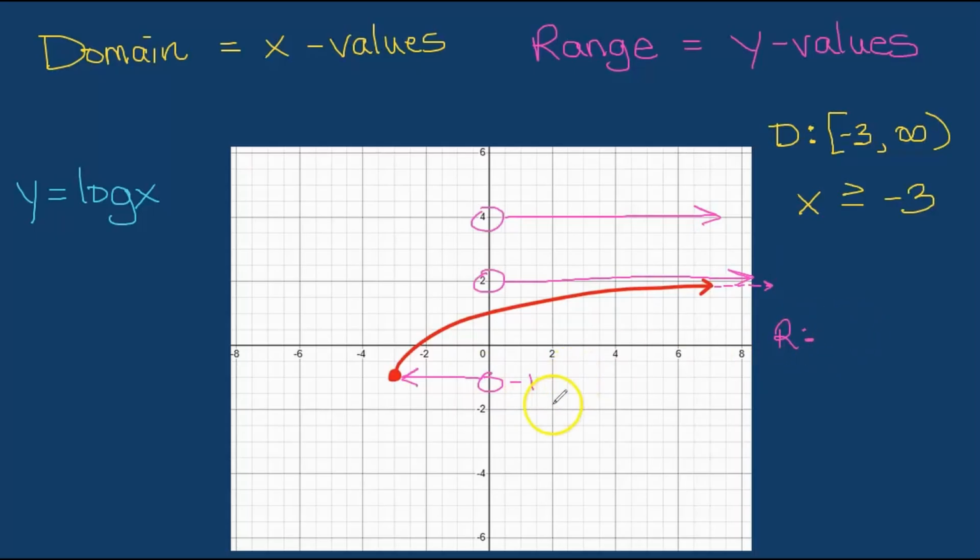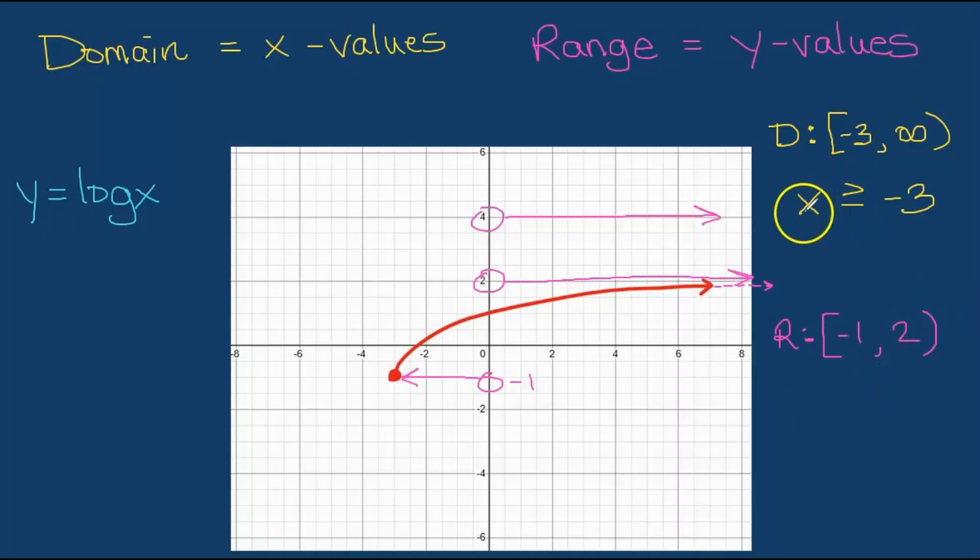Let's figure it out. We always start with the smallest number. That's going to be -1. Since it has a closed dot, that's going to be a square bracket. It's going to go up and get closer and closer to 2. It's approaching 2, but it will never include 2. And although this looks a little bit funny, that's what we do.